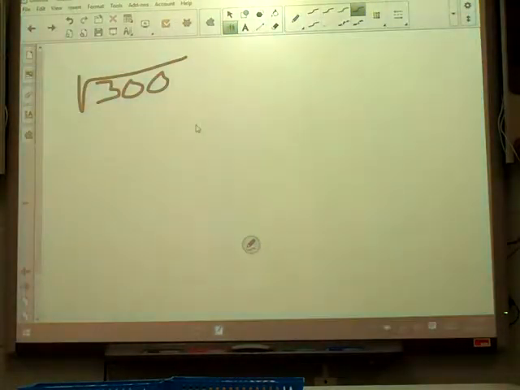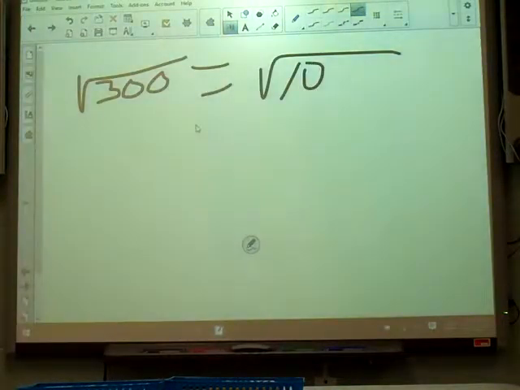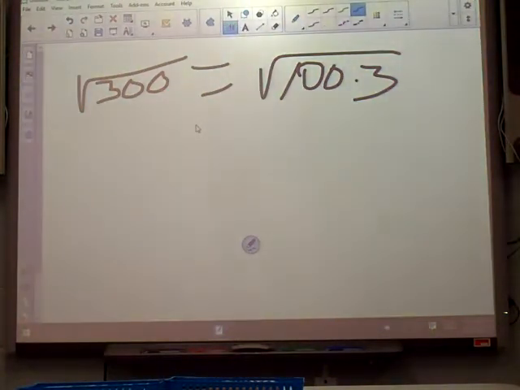Biggest perfect square that'll go evenly into 300. Look at your perfect square list. Yep, very good. 10 squared is 100, Kirsten. That's 100 times 3, isn't it? Won't that make 300? Now, we did this a few days ago in Algebra 2, and what they got confused on is they want to bring 100 out to play wiffle ball.